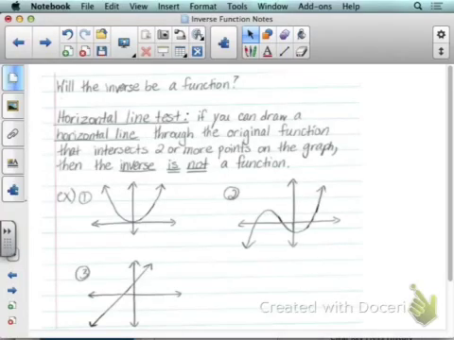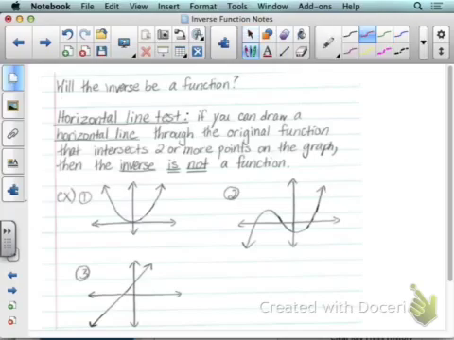This video is going to talk about determining if the inverse of a function will also be a function, and then finding that inverse algebraically also. So we're going to look at what's called the horizontal line test here. The horizontal line test says exactly what we did with the vertical line test, but if you can draw a horizontal line through the original function that intersects two or more points on the graph, then the inverse is not a function. And it's the word not there.